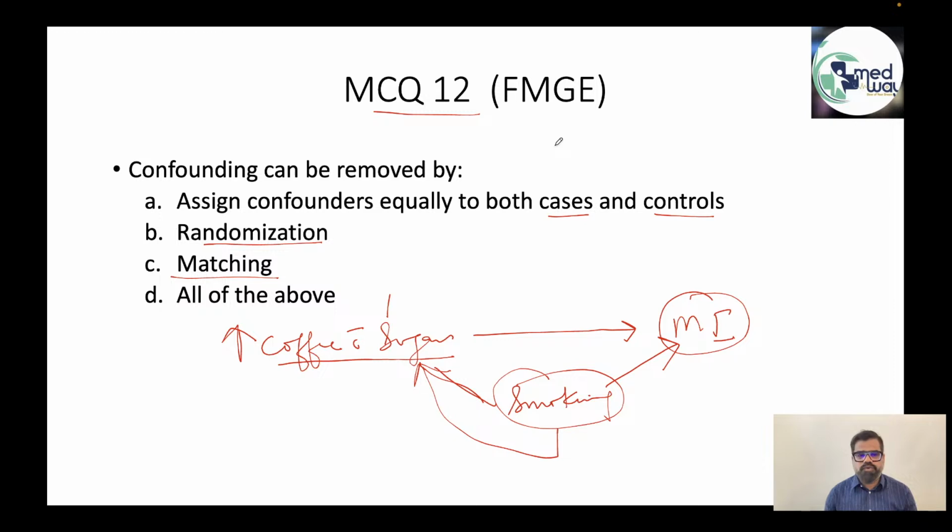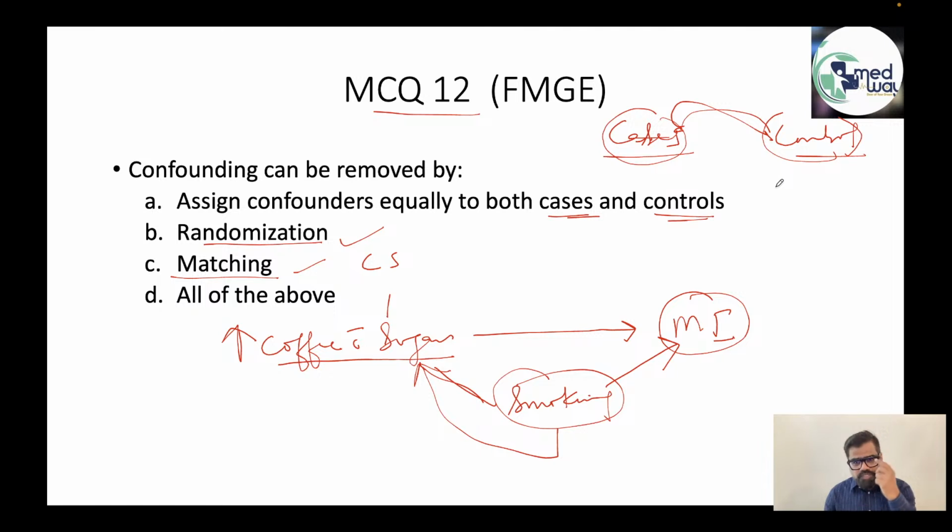So how will you remove this confounding? You are assigning confounders equally to both cases and control. You're trying to not be biased. Randomization: you are unbiased, randomly you're picking, so you cannot be biased. Matching: remember, matching is done in case control study. Suppose there are cases, and you want to select controls. So what you do is you match all the features of cases with all the features of controls except one. You try to match everything possible except the one which you don't want to match, and that is disease. You don't want the control to also suffer from that disease. The moment the person suffers from the disease, he or she cannot be a control.